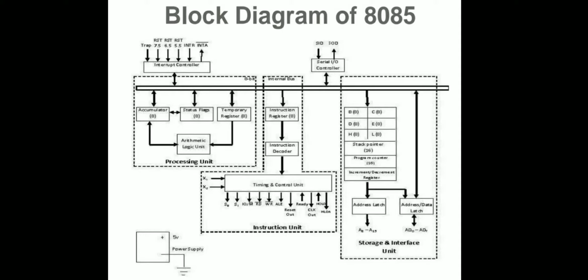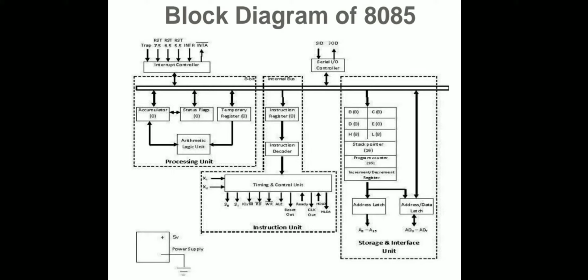This lecture covered the architecture of the 8085 microprocessor. The main parts of the 8085 microprocessor are the arithmetic and logic unit, timing and control unit, instruction register, decoder register, general purpose register, interrupt control, and serial input and output control. The arithmetic and logic unit performs all the logical and arithmetic operations. Its main parts are the accumulator, temporary register, arithmetic and logic circuit, and flag register.